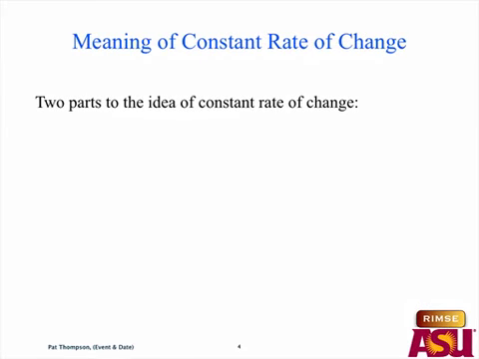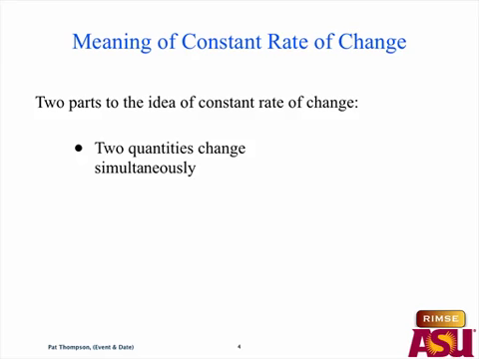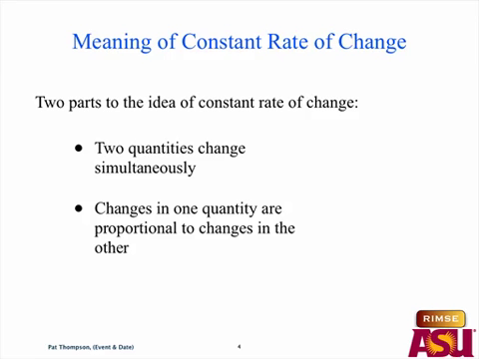Okay, so there's two parts to the idea of constant rate of change. The first part is you've got to have two quantities changing together, simultaneously. You can't have rate of change with just one quantity. Rate of change necessitates two quantities changing together. We call that covariation. But then it's a very specific way that these two quantities change together: changes in one quantity are proportional to changes in the other.